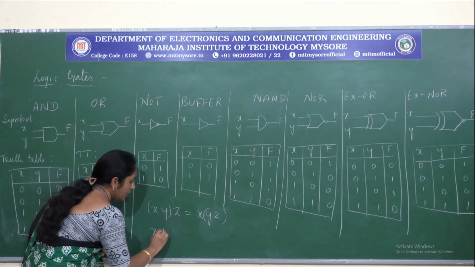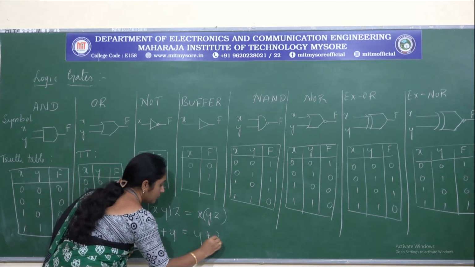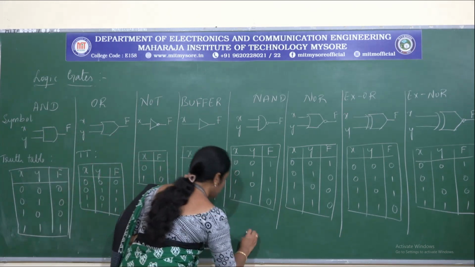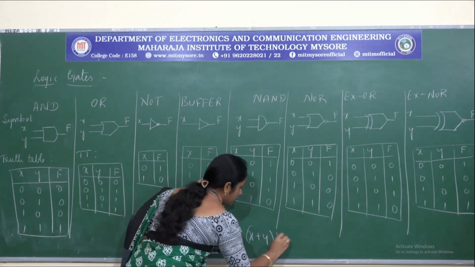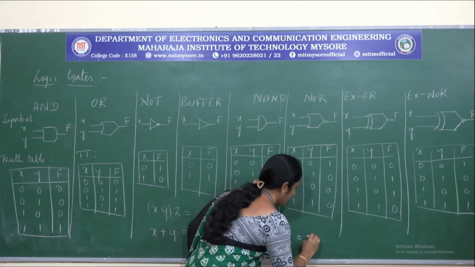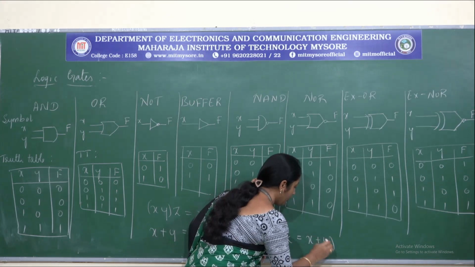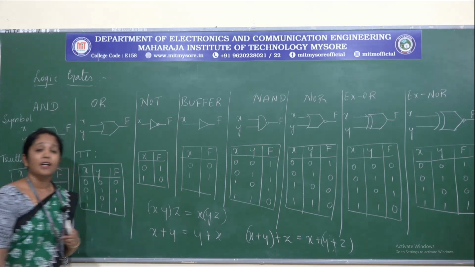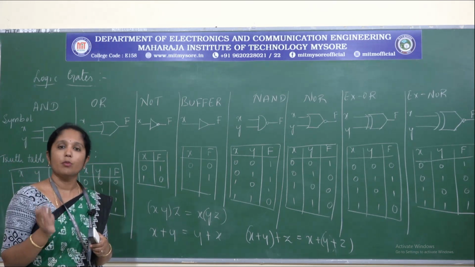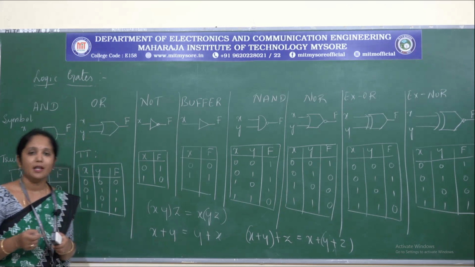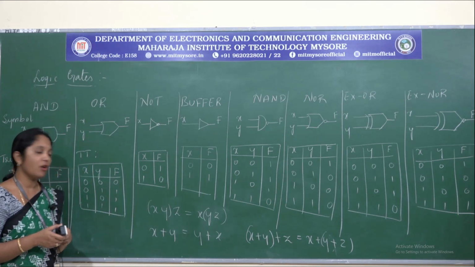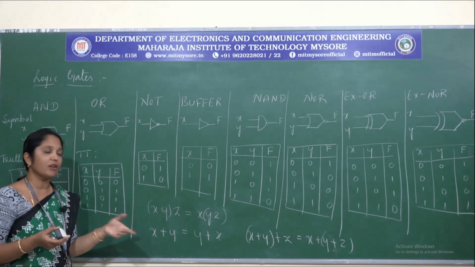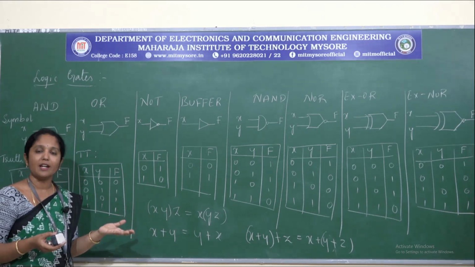If you consider the OR operation, it can be written like this. Both OR and AND operations are associative and commutative. If an operation is both associative and commutative, then it can simply be extended to any number of inputs. Therefore, we can have a 3 input AND gate, 3 input OR gate, 4 input AND gate, 4 input OR gate, etc.